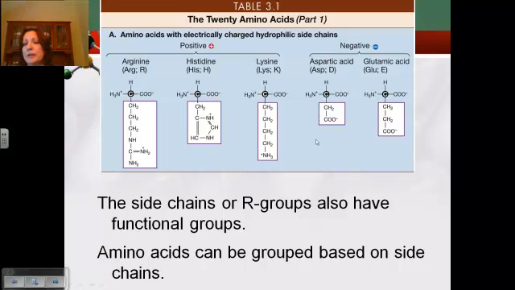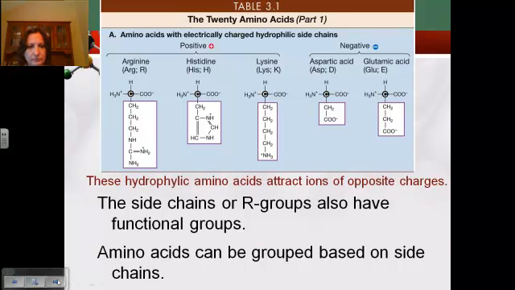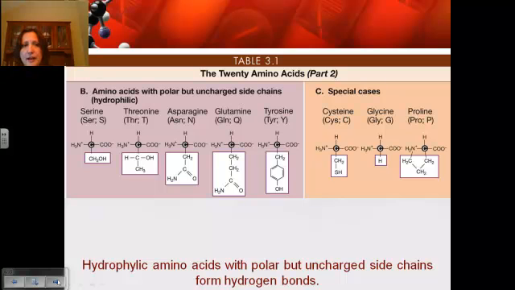And then over here we have the negatively charged. And so here we find those carboxyl groups where they have donated a proton and then became negative. All right, so these types of amino acids then would attract each other, right? So a negatively charged R group would be attracted to a positively charged R group, and we're going to see how those interactions play out.